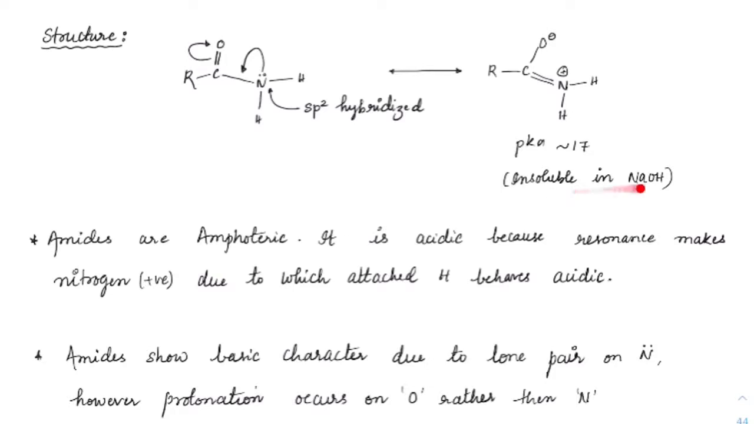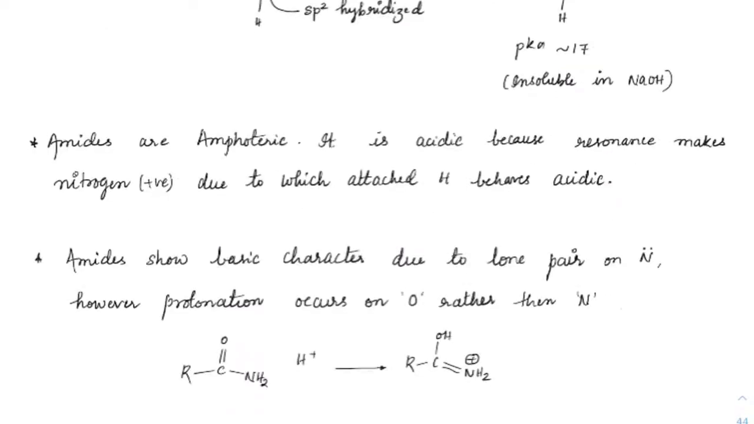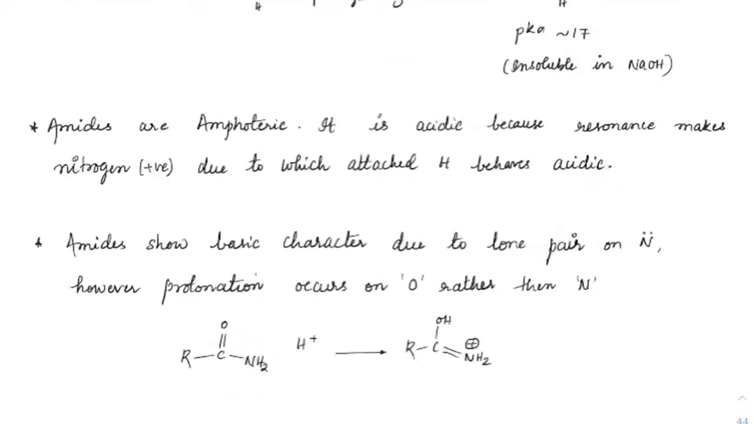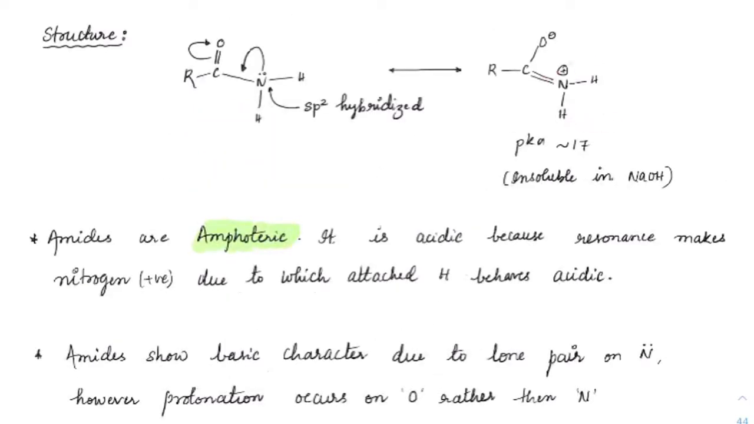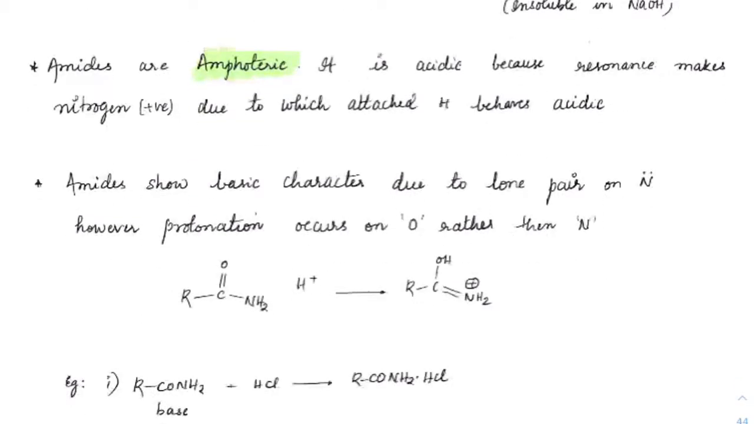It is insoluble in NaOH because it is slightly less acidic than water. Check it out, amides are amphoteric. It can showcase both acidic nature as well as basic nature. Its acidic nature is shown here because nitrogen's lone pair is involved in resonance. It gets this positive charge and it is easy to extract this proton. At the same time, it has a lone pair present on it, so it can show its basic character.